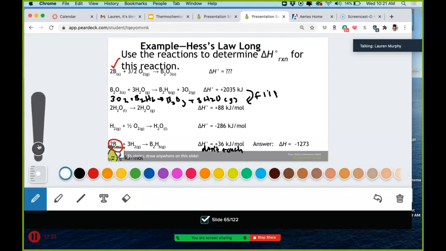Sorry. So now I'm going to cross off this. Right? I don't care about this anymore. I just changed it. I flipped it. Now, don't forget, if you flip the reaction, you have to flip the sign. So this is now not positive 2035. It is negative 2035.